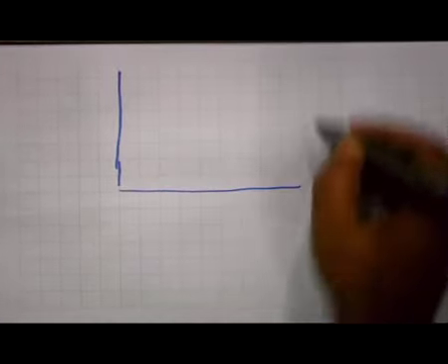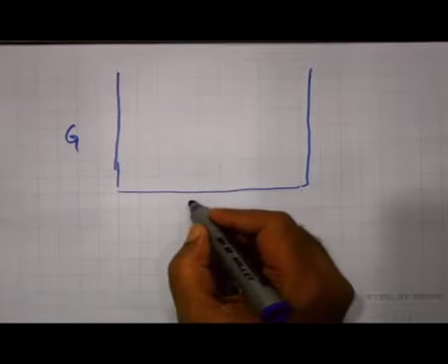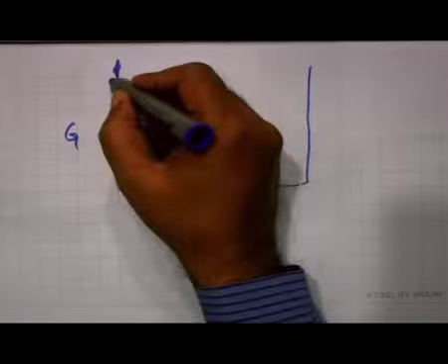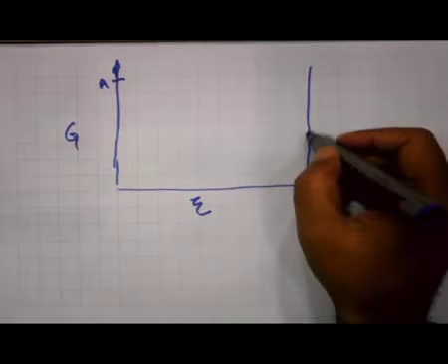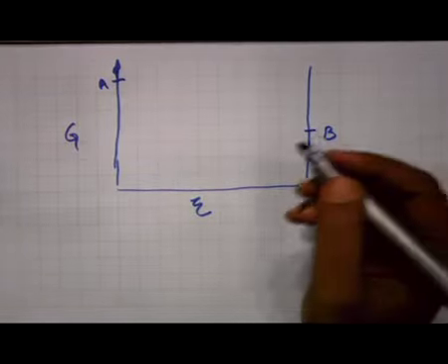Another graph which we can think of is G versus extent of reaction. Suppose you have G of A here, G of B here, and the reaction will like to take place.